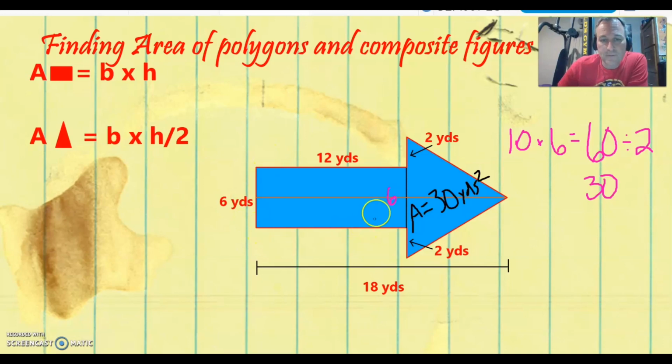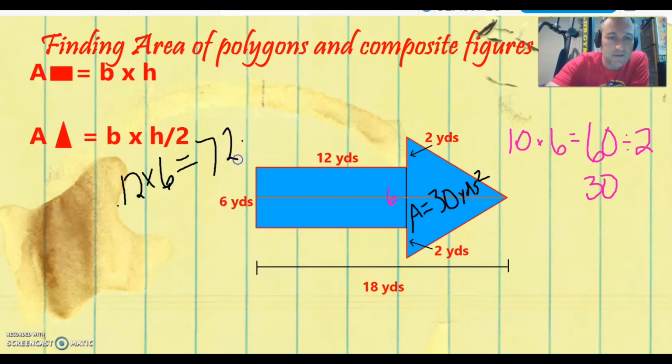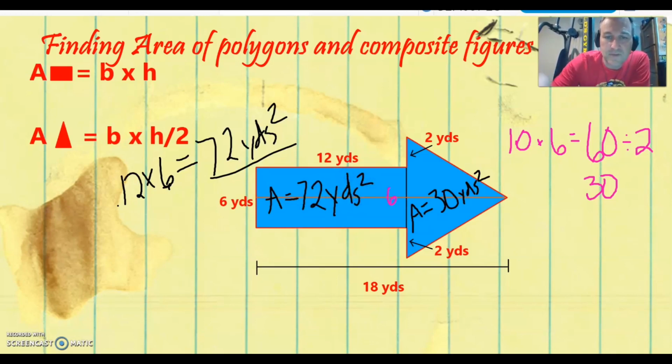And then of course we have the rectangle, which is the easiest of all, and that is pretty simple too. If we take the base right here, the base is 12 times the height of 6, you get 12 times 6 equals 72 yards squared. And there's your two answers. Put that in here. We'll put area equals 72 yards squared. So there's my two answers.